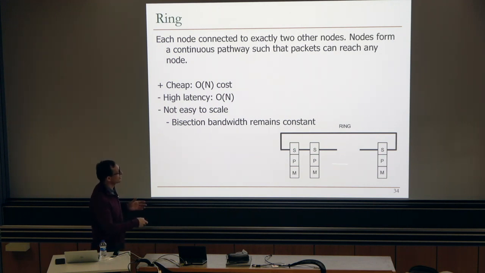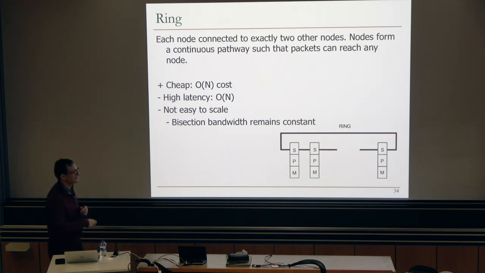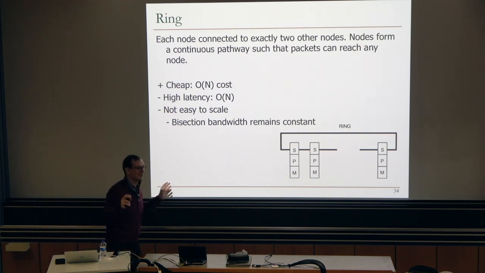As you keep adding nodes, you keep adding links, and it's also not easy to scale, right? And this is actually a case where bisection bandwidth is interesting. Here you look at the bisection bandwidth. How do you define the bisection bandwidth? If you remember, it's not the greatest metric, but here it makes sense.